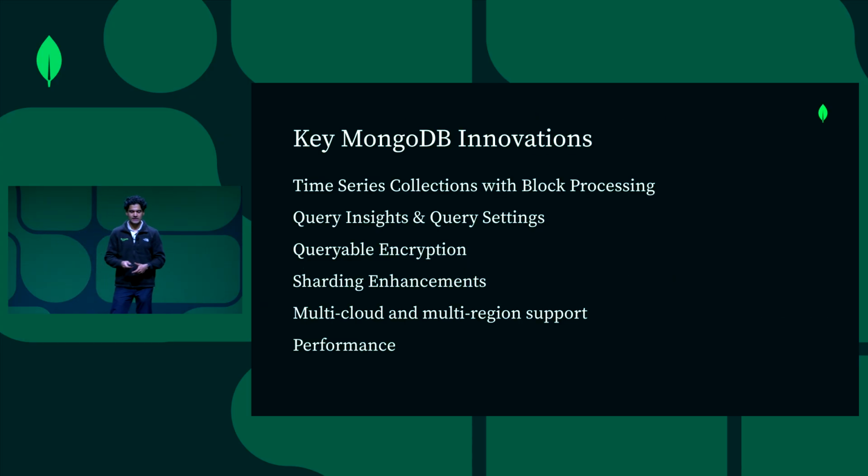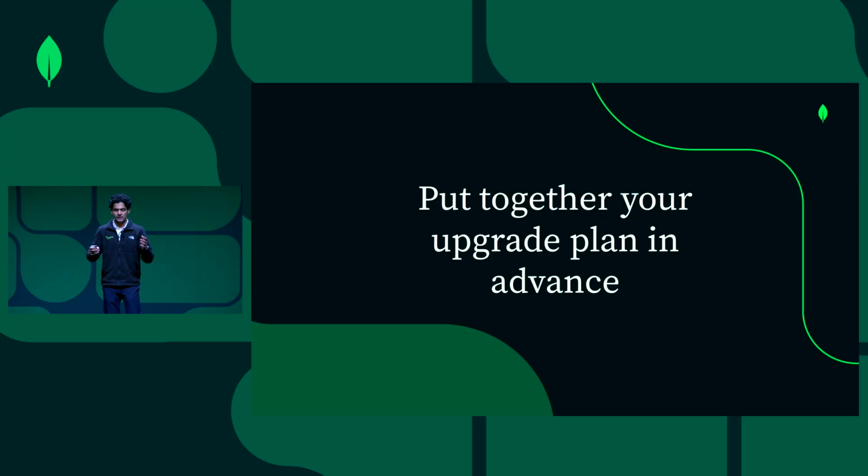Now, let's recap what I did, right? What are the key MongoDB innovations that I used? Time series collections with block processing, query insights and query settings, queryable encryption to secure my data, sharding enhancements to scale, and multi-cloud and multi-region support to go truly global, and performance giving us more database usage per dollar, again. Altogether, 8.0, again, was a standout release, and we have a lot of exciting announcements coming with it. So put together your upgrade plan, and I hope you use it.